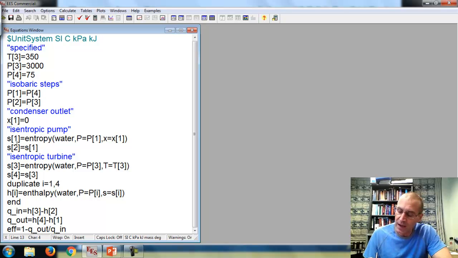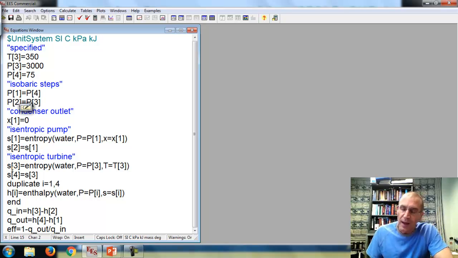So first I find my entropy. I know X1 and P1, so those are my 2 independent intensive variables. So I'm going to say the entropy at 1 is of water, and I give it P and X. Those are 2 independent intensive variables. And then I go straight up, so I say S2 is equal to S1. And so now I've got the entropy at point 2. I know the pressure at point 2. So again, I've got 2 independent intensive variables at point 2. So we're kind of moving around the cycle.